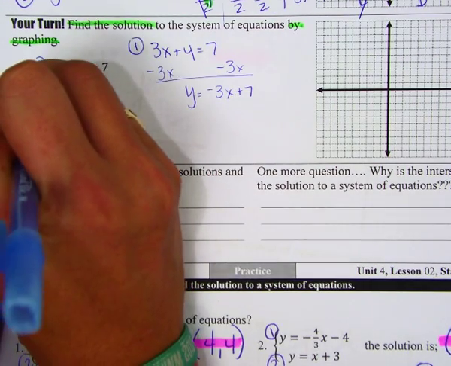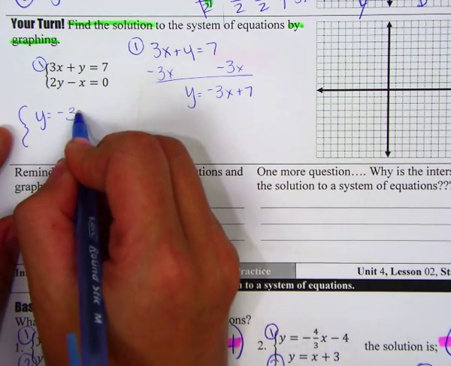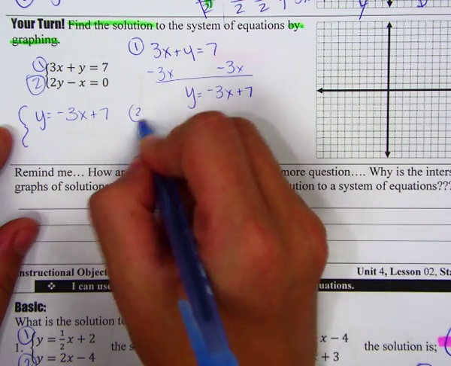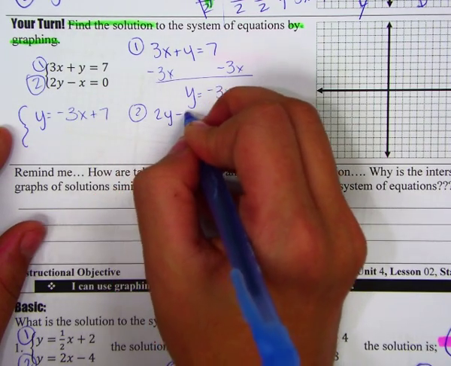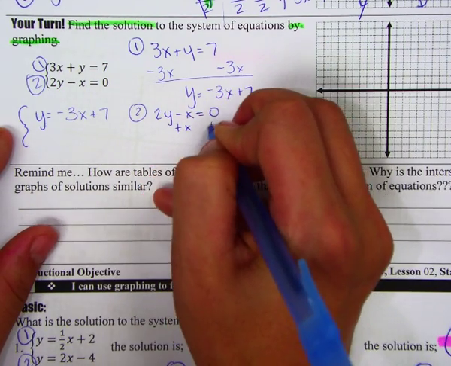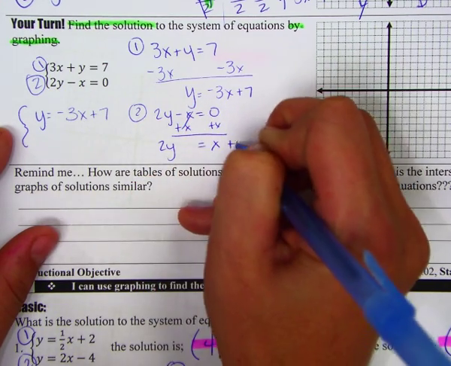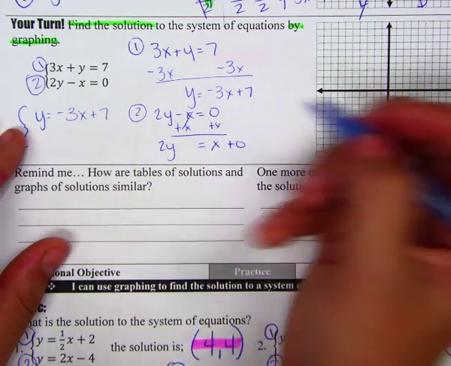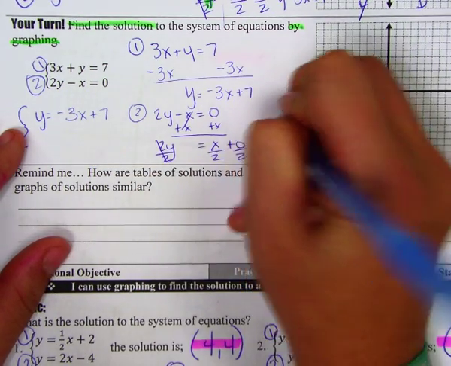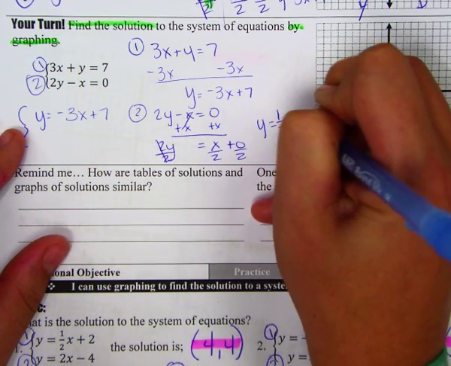Now I'm going to go ahead and write my new bracket at the same time. Equation 2, 2y minus x equals 0. So I'm actually going to add x to both sides first. 2y equals x plus 0. Now I divide by 2. Y equals 1 over 2x. 0 divided by 2 is 0.